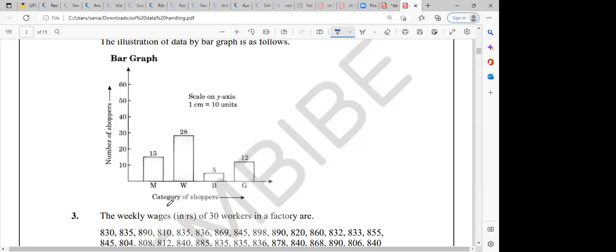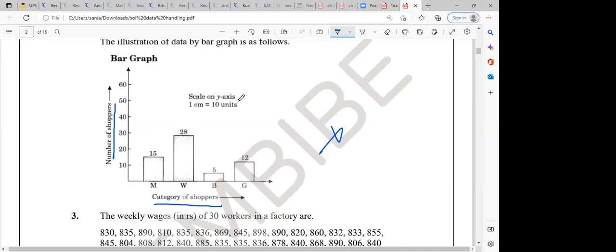Now what you have to do is write here what this is: category of shopkeepers. And this is the number of shopkeepers. Clear? Now see, over here on the x-axis there is no scale, right? Only for the y-axis you have the scale. So you will write the scale on the y-axis.